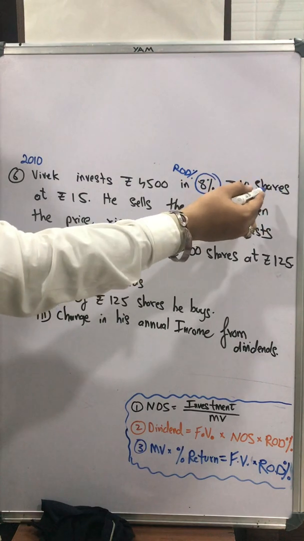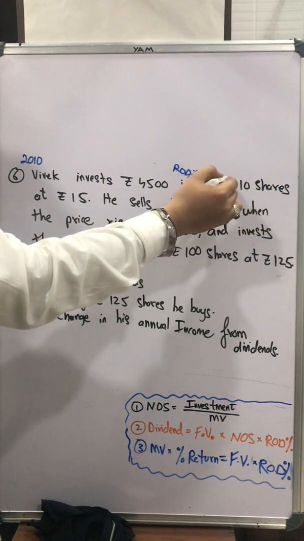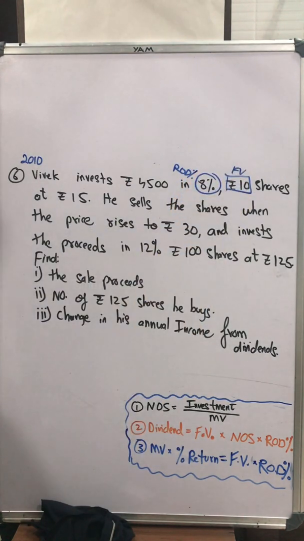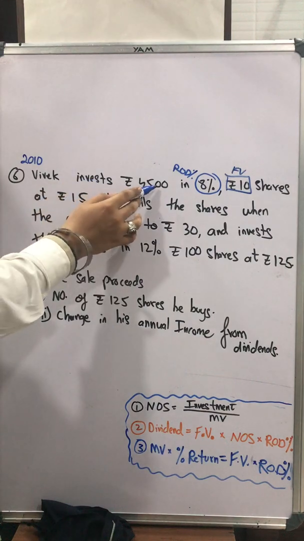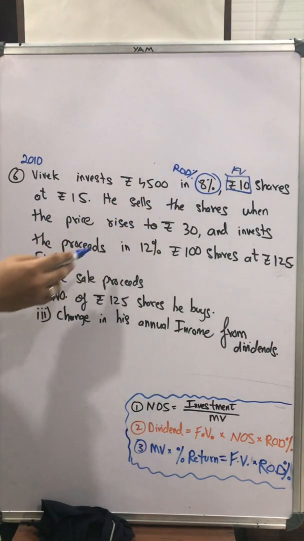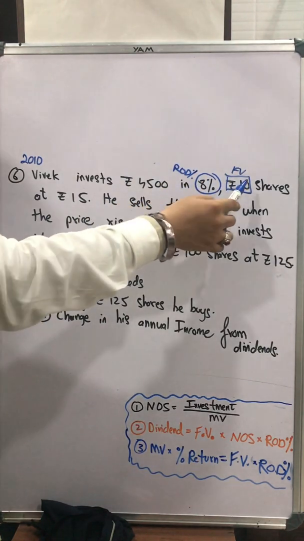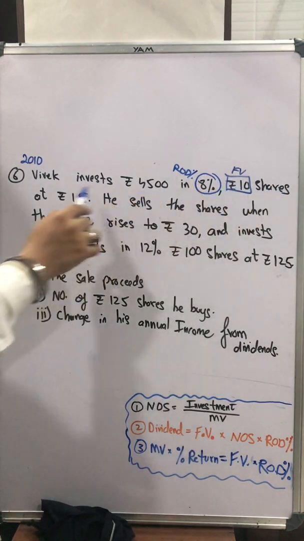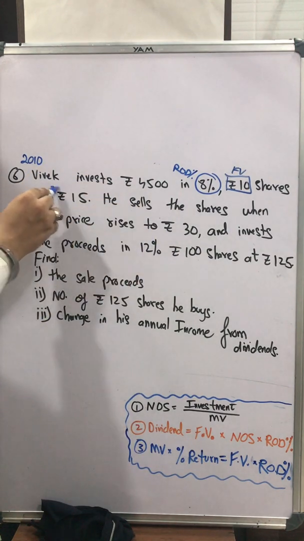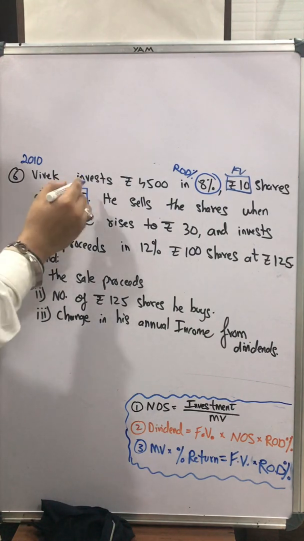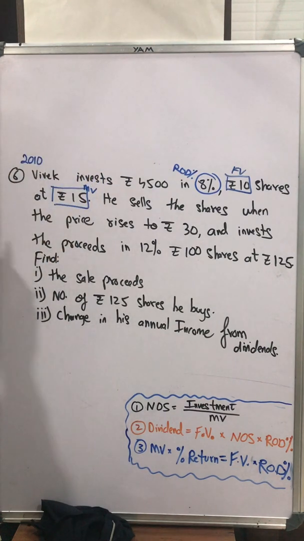Rupees 10 shares. The amount given before the word shares is always the face value, or nominal value. So Vivek is investing rupees 4,500 in a company offering a rate of dividend of 8%. The face value of the shares he is purchasing is rupees 10 at rupees 15. Any amount given after the word at, I mentioned these shortcuts in the first lecture, is nothing but the market value. So this is the market value at which he is purchasing his shares.